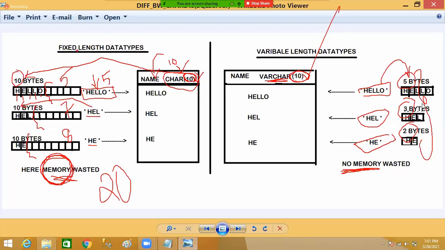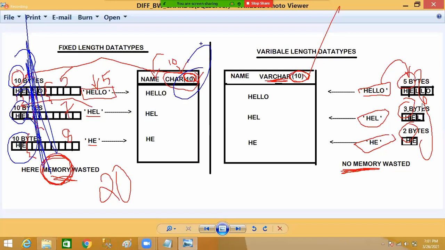But here in char, can you identify how much I gave? 10. So here 10, here 10, here 10. That means there are no changes. It is a constant. The size is not changing. Either you insert one character or two characters or five characters, whatever it is, the same size will be allocated here. So that means it is static.